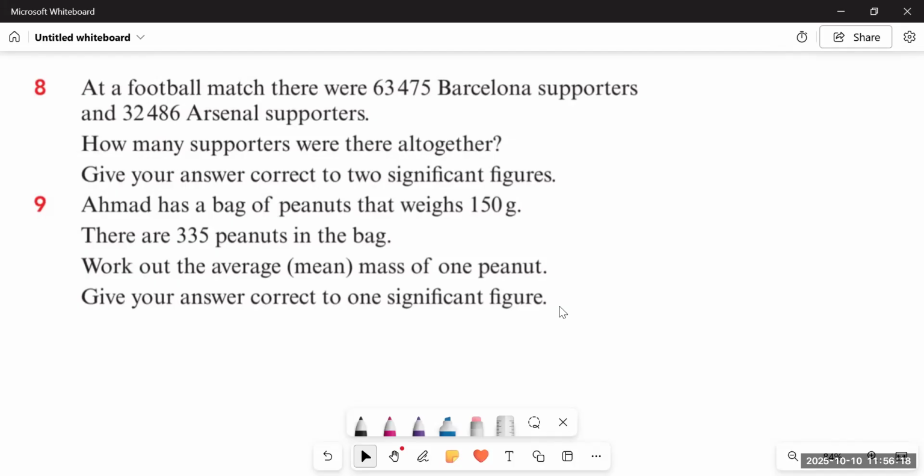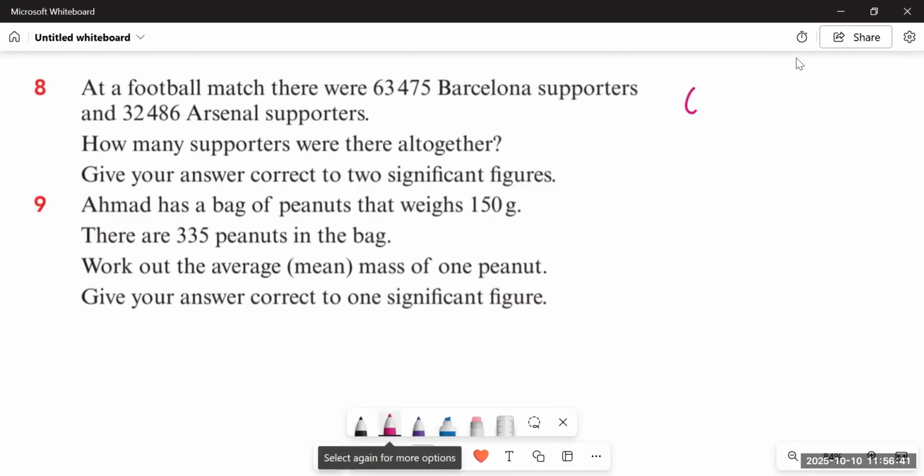At a football match, there were 63,475 Barcelona supporters and 32,486 Arsenal supporters. There are two different figures given and two different sorts of supporters. Their numbers are given. Then the question says how many supporters were there altogether. So it's simple. We just have to add them up.